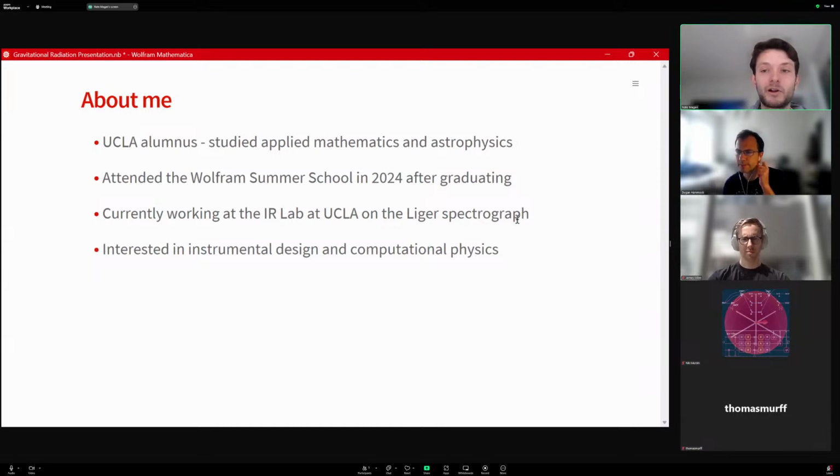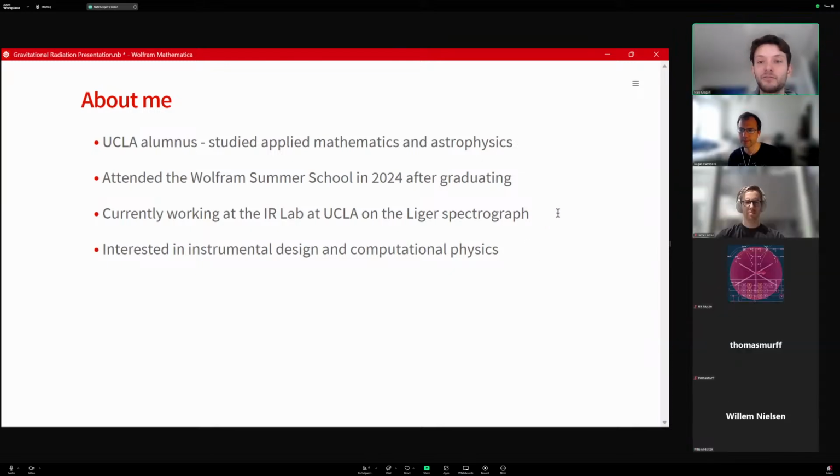And right now, the project that I'm working on the most is the Liger spectrograph, which is an integral field spectrograph that we're working on for the Keck telescope to go with its new adaptive optics system. So I'm primarily interested in instrumental design, but I also have a strong interest in computational physics and astrophysics. So that's what drew me to this program last summer. And I really enjoyed my time there and met a lot of really great people.